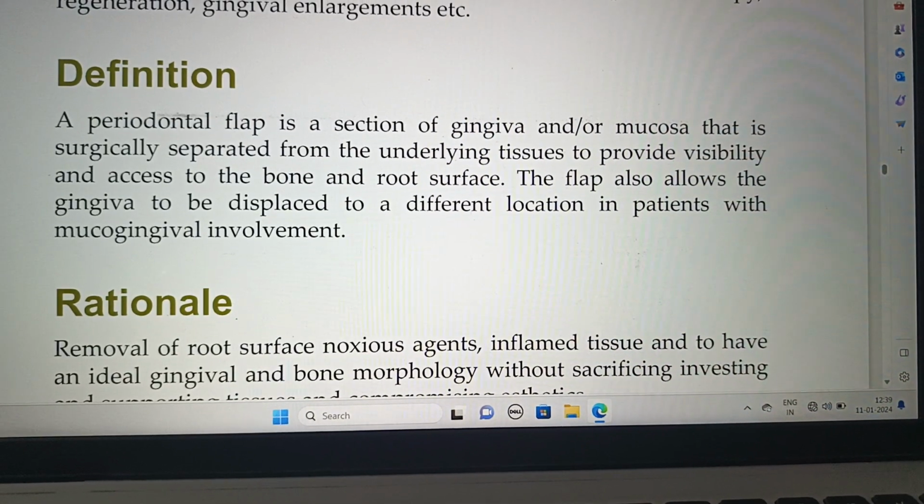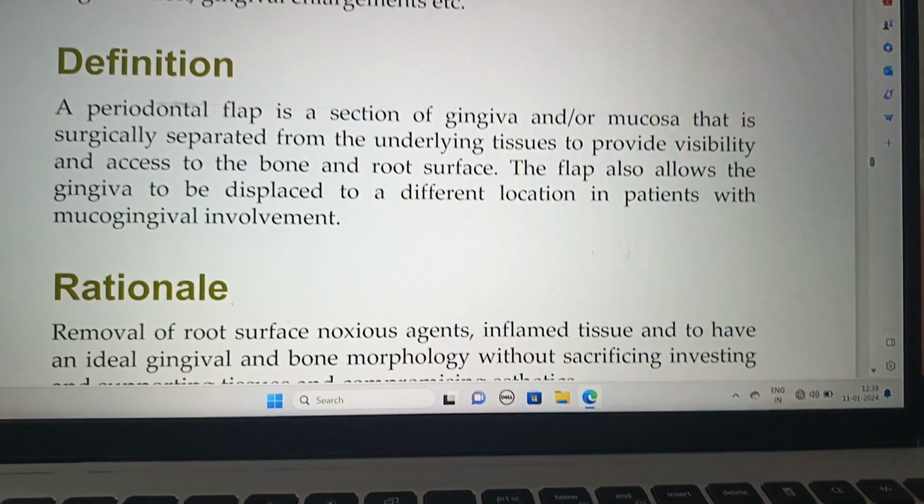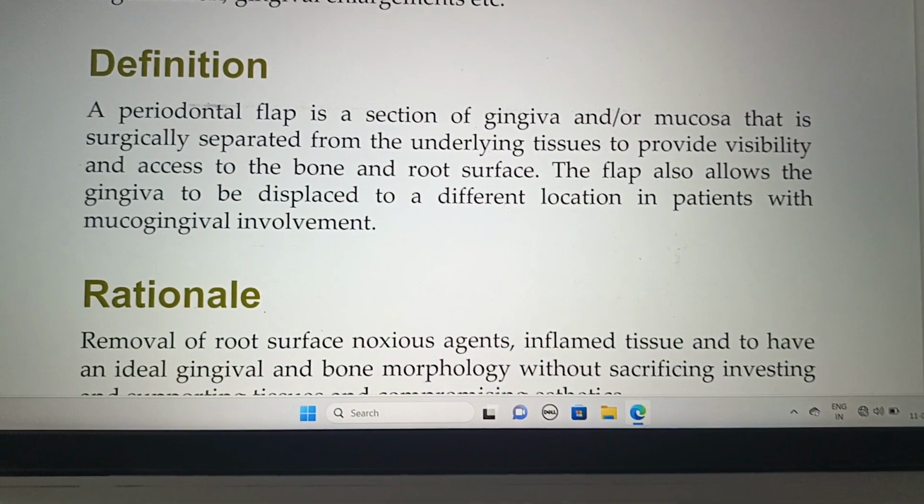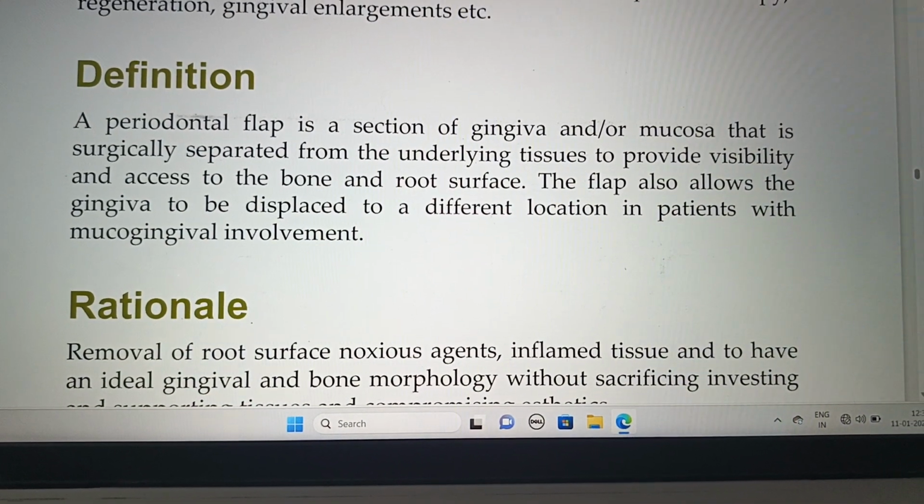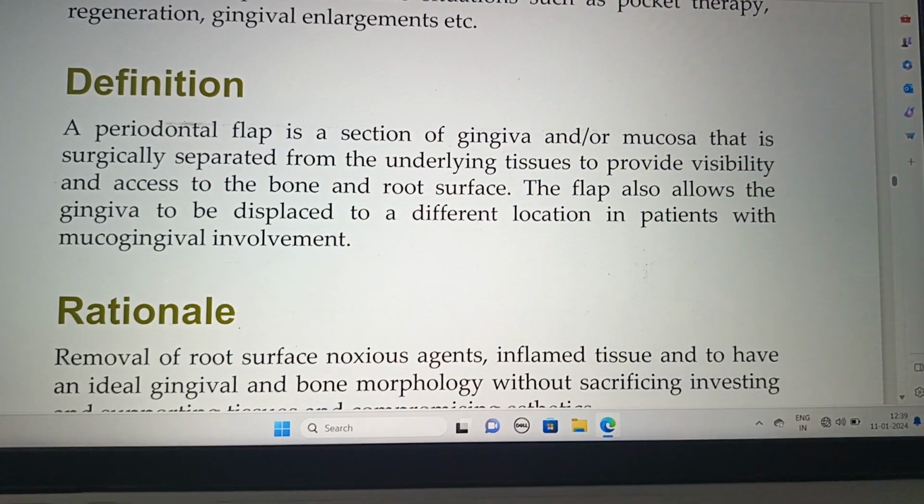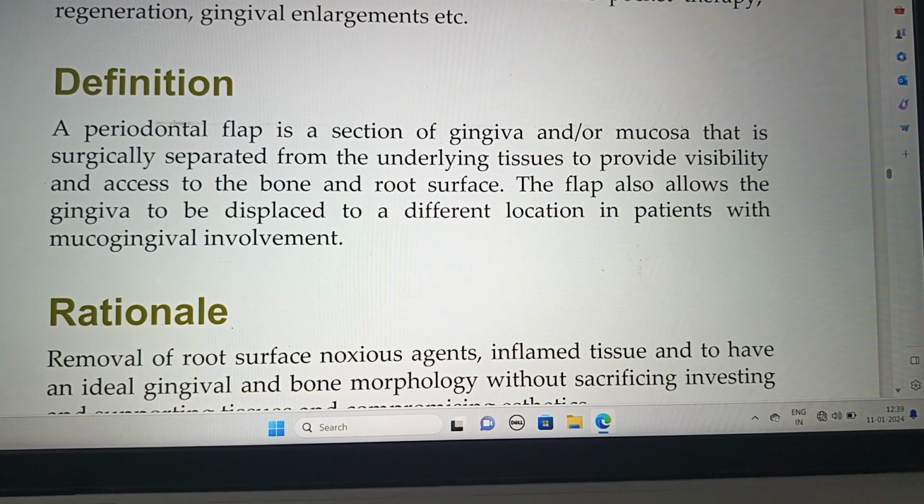Today we are going to see about flap techniques and types of incision. Periodontal flap is the most common type of flap used in periodontal surgery or the oral cavity. It is defined as a section of gingiva or mucosa that is surgically separated from the underlying tissue to provide visibility and access to the bone and root surface.